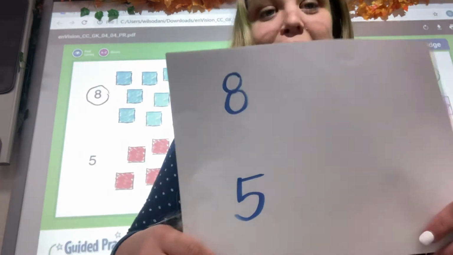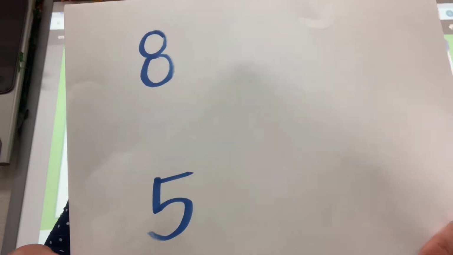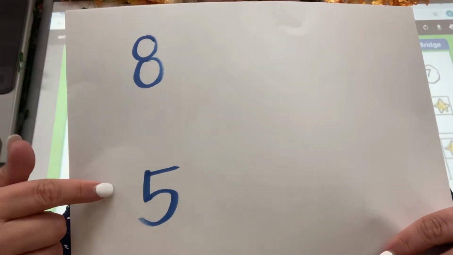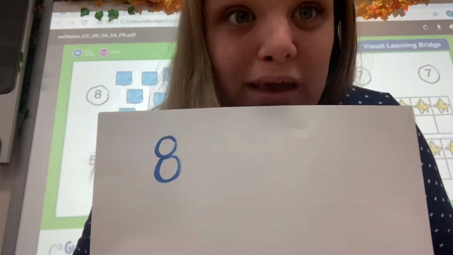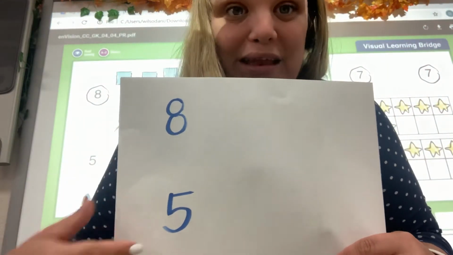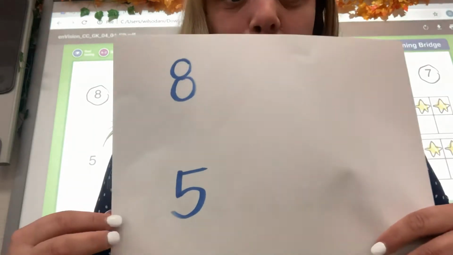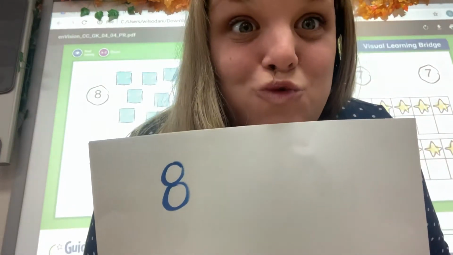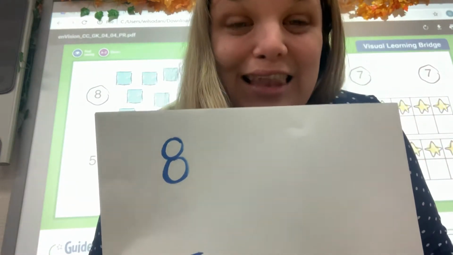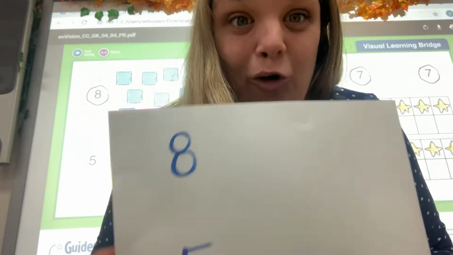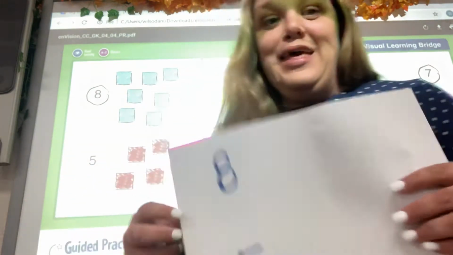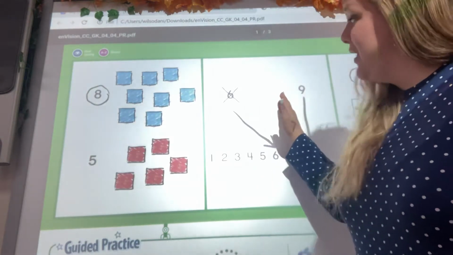There are 3 types of questions. The first type will look like this. It will just have 2 numbers. There's nothing else. If you see a problem with just numbers and nothing else, it wants you to draw it. Let's draw out this problem. Take a look at my example.